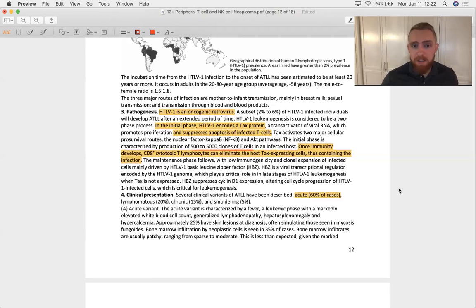Now, sometimes the cytotoxic T response does not control this cancer. That's when you actually get the cancer. But most of the time, the cytotoxic response can shut it down.